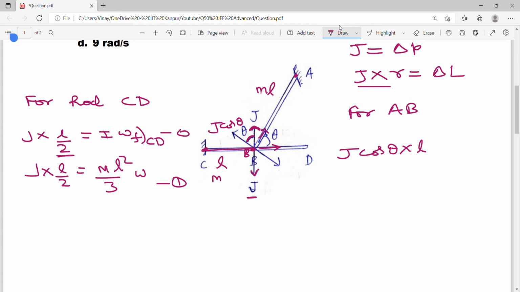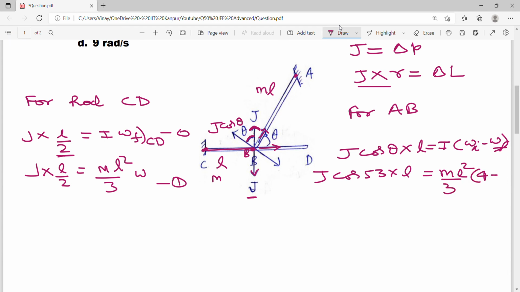This is equal to the change in momentum. So I into omega initial minus omega final. I'm considering change, so don't worry about the sign, right? We are talking in terms of magnitude, so sign doesn't really matter. And cos 53 into L. I here again is mL square by 3 into 4 minus 1, right? So let's call this equation 2. Let's divide equation 2 by equation 1. Equation 2 upon equation 1.